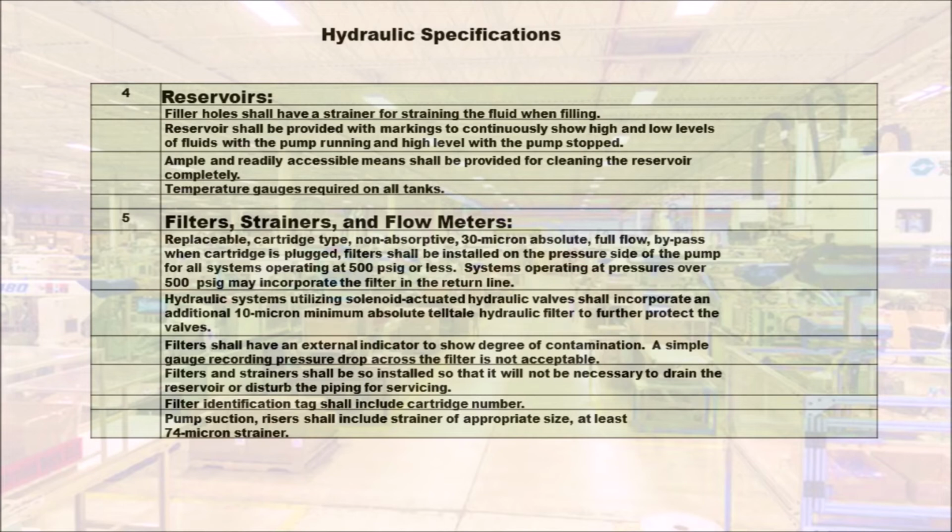Hydraulic systems utilizing solenoid-actuated hydraulic valves shall incorporate an additional 10 micron minimum absolute telltale hydraulic filter to further protect the valves. Filters shall have an external indicator to show degree of contamination. A simple gauge recording pressure drop across the filter is not acceptable. Filters and strainers shall be installed so that it will not be necessary to drain the reservoir or disturb the piping for servicing. Filter identification tag shall include cartridge number. Pump suction risers shall include a strainer of appropriate size, at least 74 micron.